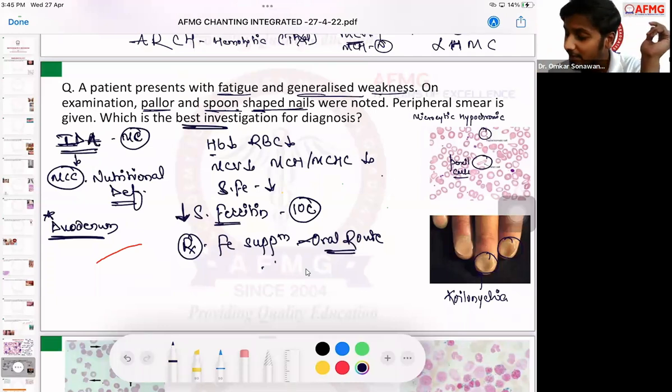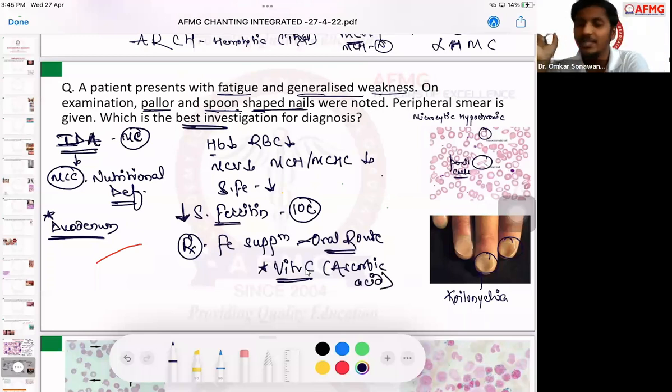Very good. This is a very important question, and therefore iron supplementations are given with which vitamin? That is vitamin C, also known as ascorbic acid. Please remember, iron absorption is increased with vitamin C or ascorbic acid. Therefore, whenever you give iron supplements to a patient, you will ask them to take lemon water with it. That will increase the iron absorption.